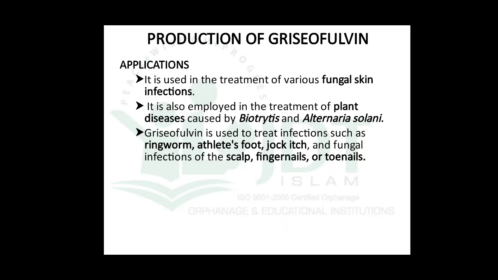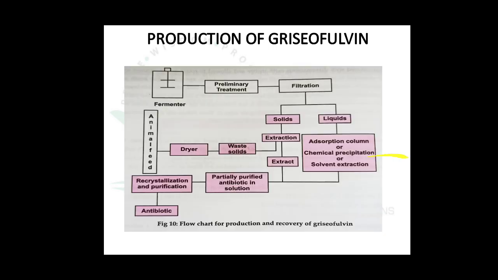Now, what are the uses or applications of griseofulvin? It is mainly used in the treatment of various fungal infections, and it is also employed in the treatment of plant diseases caused by different organisms, and also used for the treatment of ringworm, athlete's foot, jock itch, and fungal infections of the scalp, fingernails and toenails. So these are the uses of griseofulvin.